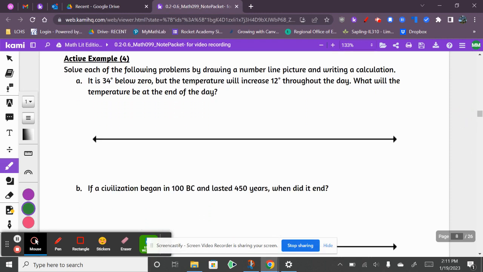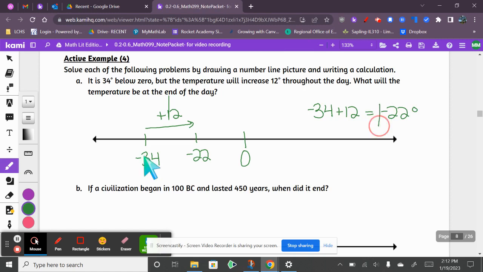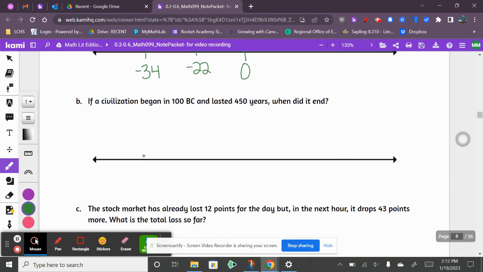It is 34 degrees below 0, but the temperature will increase 12 degrees throughout the day. So if we have it starting below 0, 0 would be right here. We would start at negative 34 because it's 34 below. If it's increasing, it's going to go in the positive direction, so that would be like adding 12, and we would end up at negative 22. As an operation, it would be negative 34 plus 12, and we would get negative 22 degrees, or you could think of it as 22 degrees below 0.